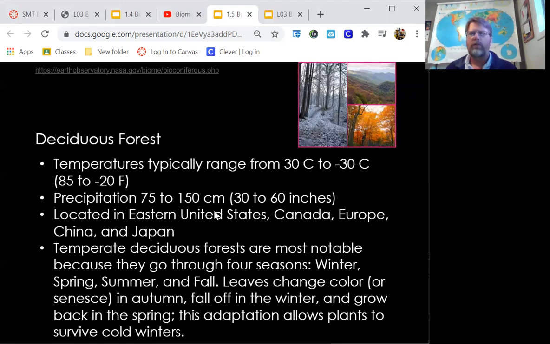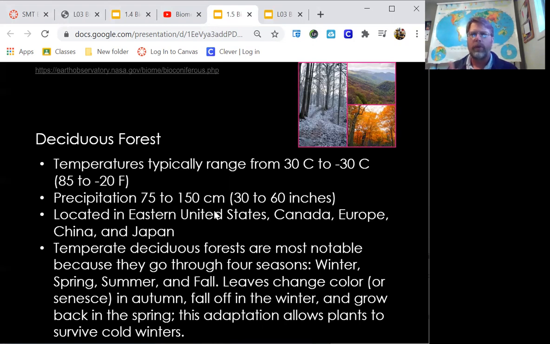Next, we see the deciduous forest, which matches a little bit closer to our temperature range of positive 30 to negative 30 Celsius, or positive 85 to negative 20 Fahrenheit. Precipitation is from 75 to 150 centimeters of moisture, or 30 to 60 inches of water. This is primarily located in the eastern United States, eastern Canada, all of Europe, much of China, and Japan.